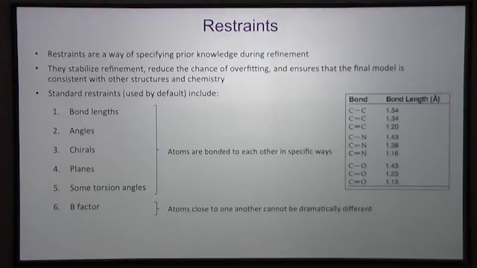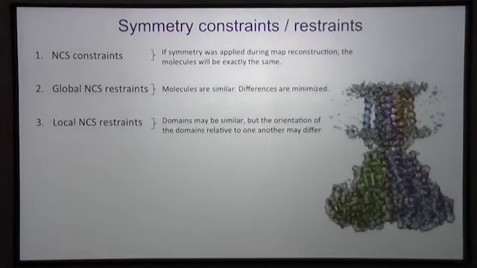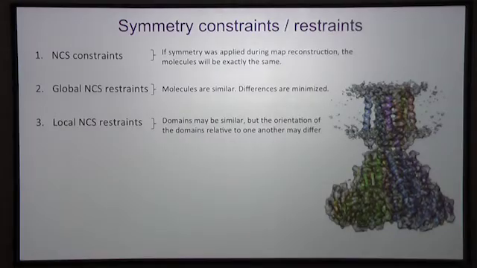Now, many of the refinement packages contain a number of restraints, a standard like how atoms should be bonded together. And we know fairly accurately the distance between two carbon atoms. And also, we can restrain the B factors so that atoms that are close to each other don't have wildly different B factors. If you have symmetry in your molecule, you can apply both symmetry constraints, which is when you think that each of the models, each of the monomers in your oligomer should be identical, and you can apply restraints for when you expect there to be slight differences between those models, but you want to really minimize those differences.